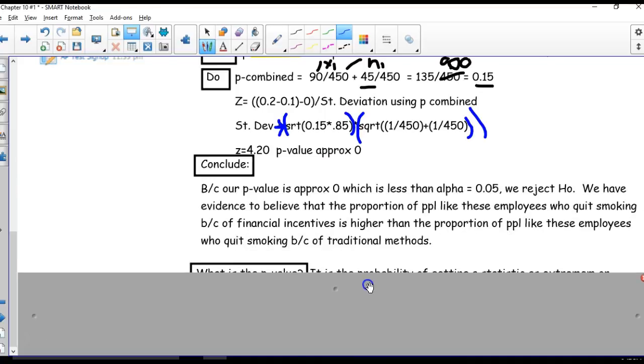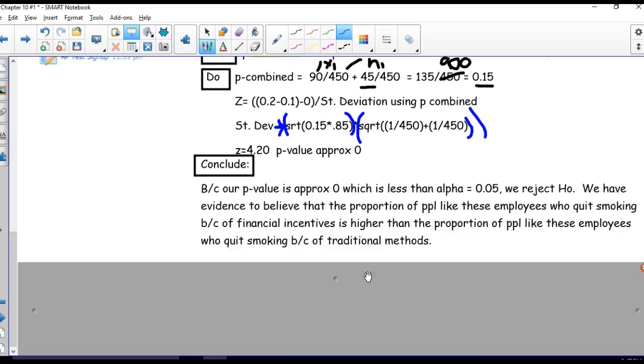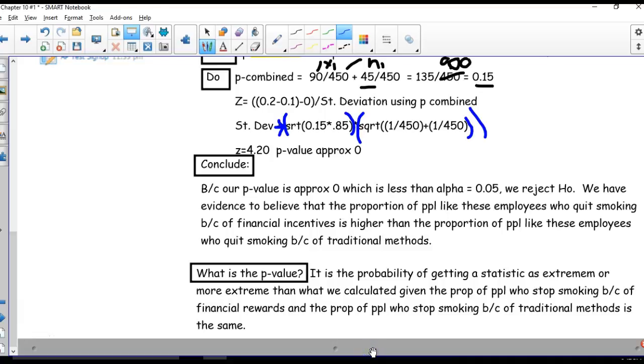And you can then conclude. Because our p-value is approximately 0, which is less than alpha of 0.05, we reject the null hypothesis. We have evidence to believe that the proportion of people like these employees who quit smoking because of financial incentives is higher than the proportion of people like these employees who quit smoking because of traditional methods. Finally, I just think it's important to remember, what is a p-value? It's the probability of getting a statistic as extreme or more extreme than the one we calculated, given the proportion of people who stop smoking because of financial rewards and the proportion of people who stop smoking because of traditional methods is the same.